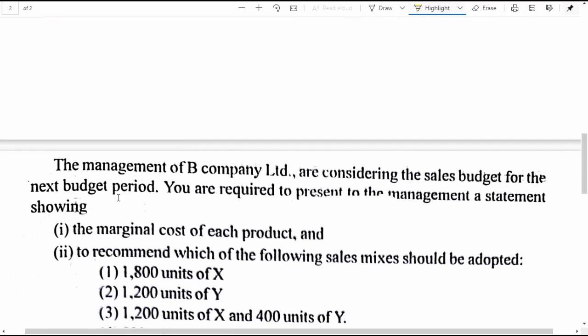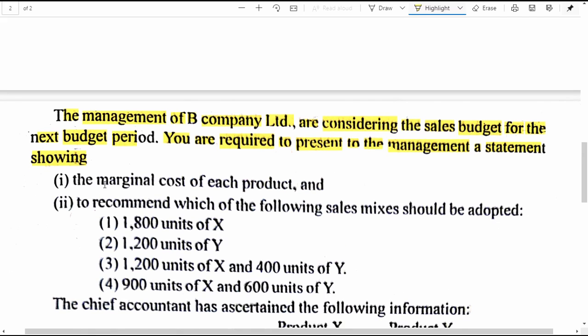Let's get into the problem. The management of B Company Limited are considering the sales budget for the next budget period. You are required to present to the management a statement showing 1. The marginal cost of each product, and 2. To recommend which of the following sales mixes should be adopted.